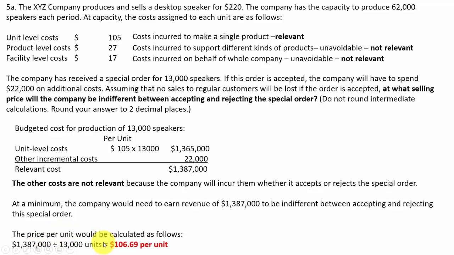Now, again, if you normally sell these units for $220 and for this special order you're only going to ask $106.69, why would you do that? Well, like I said, you might do it just to get in on the ground floor of getting some more business from this company. There may be some other reasons, but that might be one of the more common reasons. And so I would have to look long and hard before I would lower my price a lot more than what this normal selling price is, but apparently that's what they want to know in this answer.